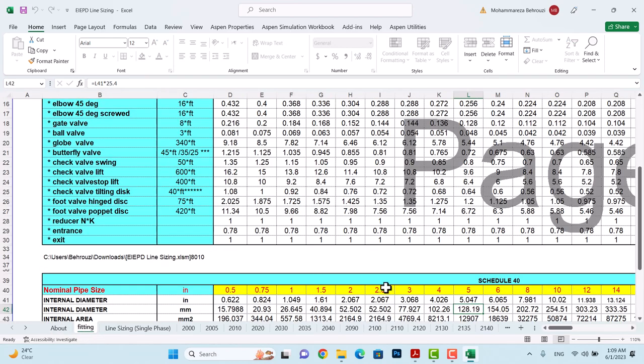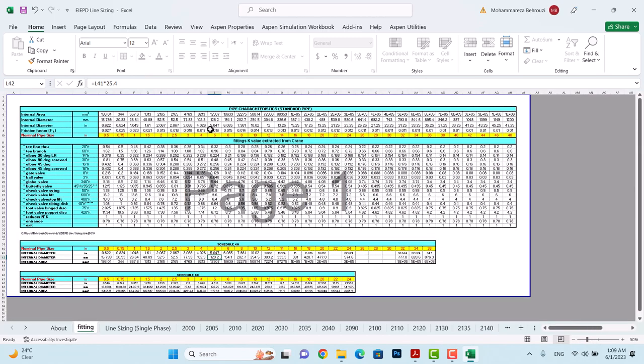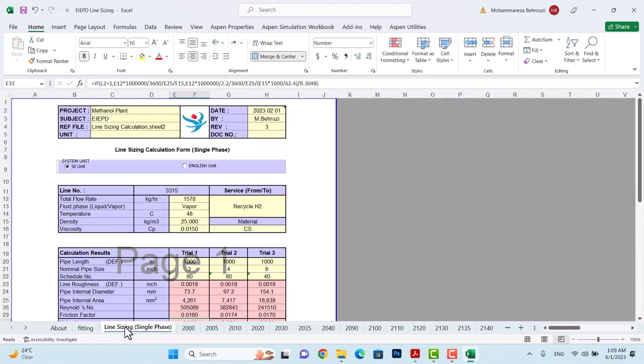Here you can see all of the pipe characteristics, all of them. Later you can have a look at all of these values and all of these equations. You can see the equations here. I'm not going to talk about the equations here, because we have been taught many times about the velocity equations in thermodynamics, in fluid dynamics, in fluid mechanics at university. Therefore, there is no need to talk about them.